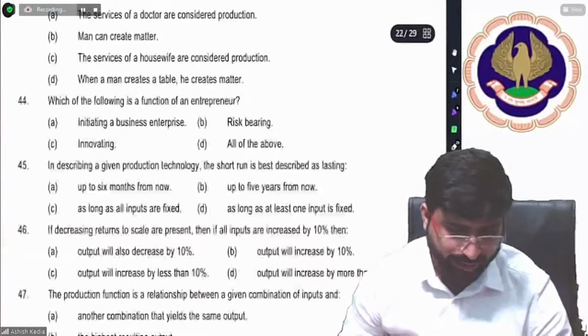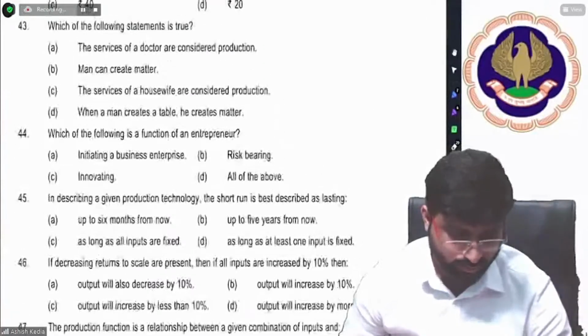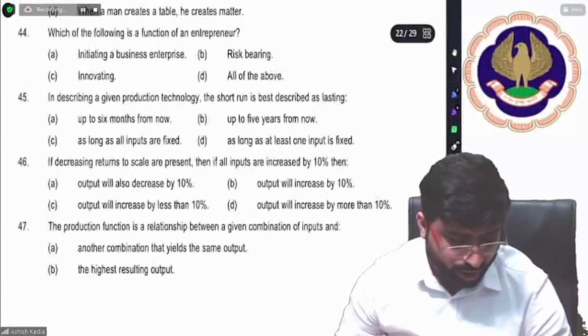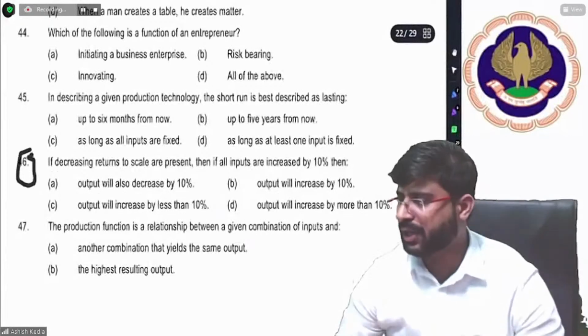Now see the next one. Question 46, please pay attention, friends.